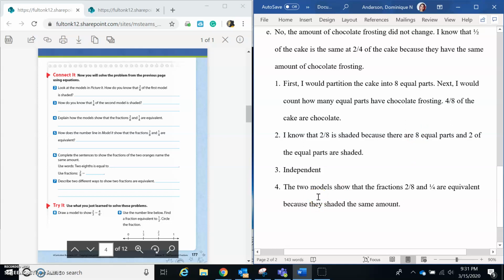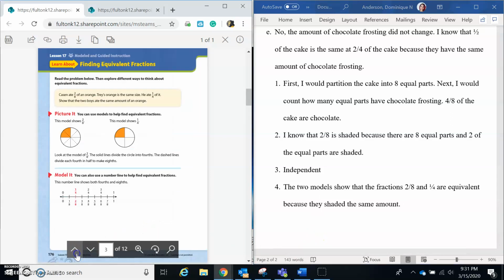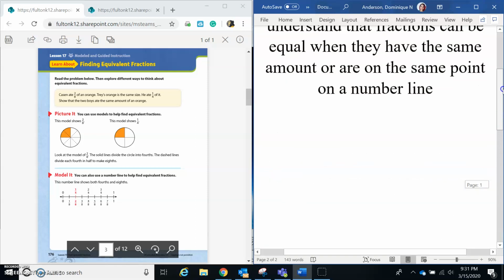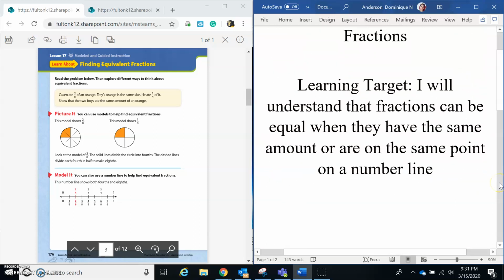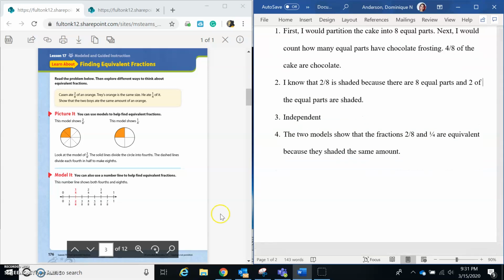Number 5. How does the number line in model it show that the fractions 2/8 and 1/4 are equivalent? So how do you know that 2/4 and 4/8 are equivalent? I want you to actually answer this one on your own, because we've talked about this a few times about how you know they are equivalent. And if we look back at our learning target, if you read that real quick, you may want to pause it. That will also help you out.